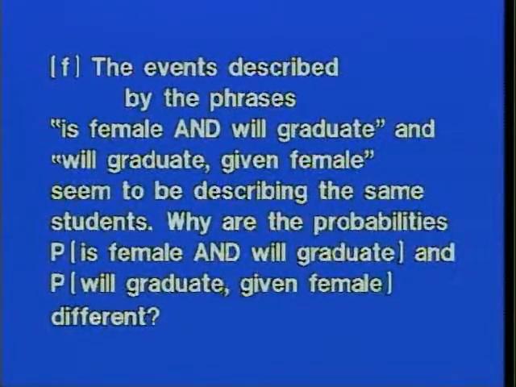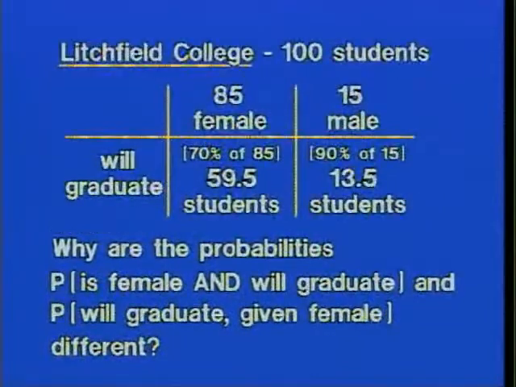Well, it has to do with sample space, and we can see it easily by looking at the outline of the numbers of students in these categories. You see, in both situations, the probability that is female and will graduate, and the probability of will graduate given female, they have the same favorable outcomes. The same numerator of the fractions is going to be 59.5. Those are female students in the graduation category.